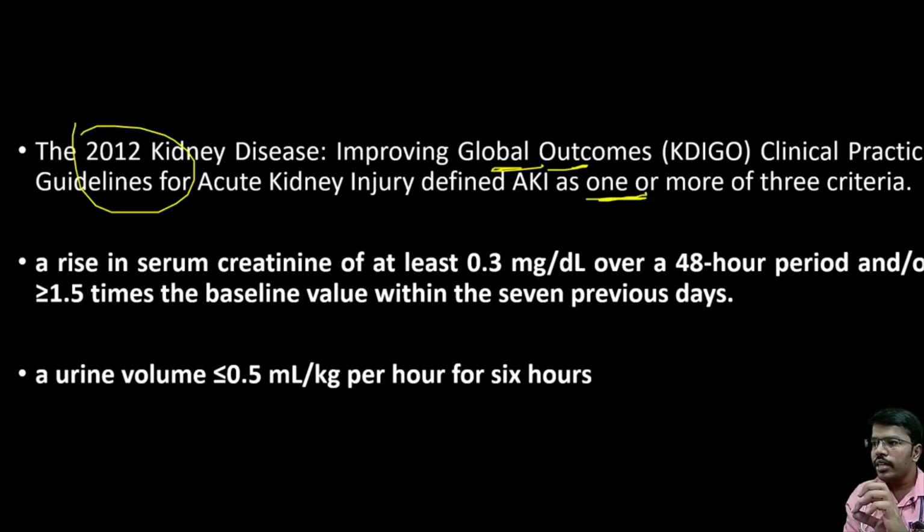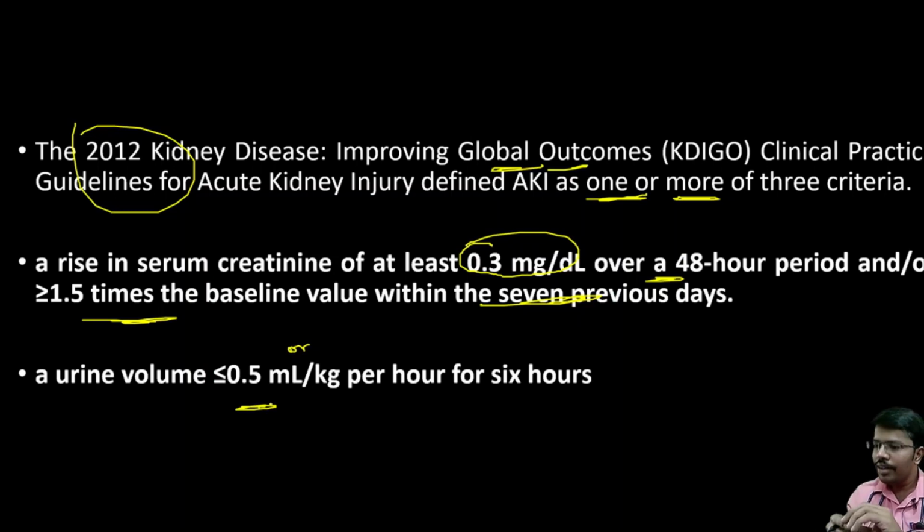One of the following three criteria has to be met. The first one is a rise of 0.3 milligram per deciliter over a period of 48 hours. That is the absolute rise in creatinine. Or more than 1.5 times the baseline within the previous 7 days. Or decrease in the urine output to the level of less than 0.5 ml per kg per hour for 6 hours. So this is the 2012 KDIGO recommended definition for AKI.